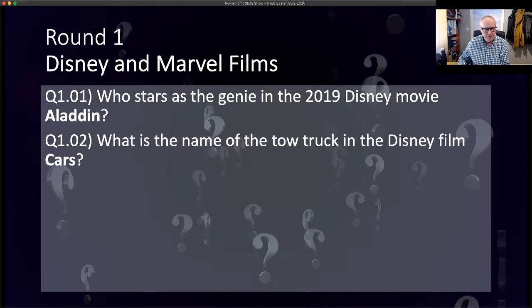Okay, question number 2, and the questions will remain up on the screen 5 at a time. What is the name of the tow truck in the Disney film Cars? If we're going too fast, please put a comment in the chat. Also, we will have a pause after each round for you to finish updating your questions.